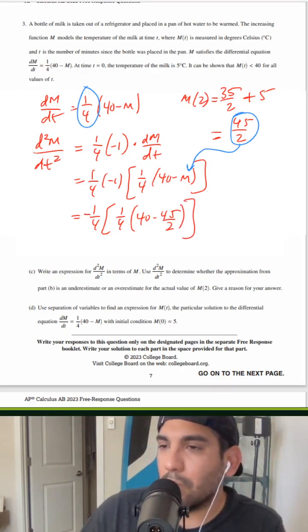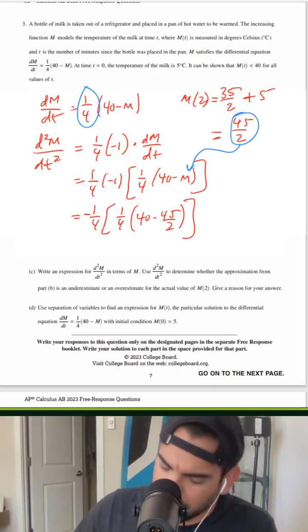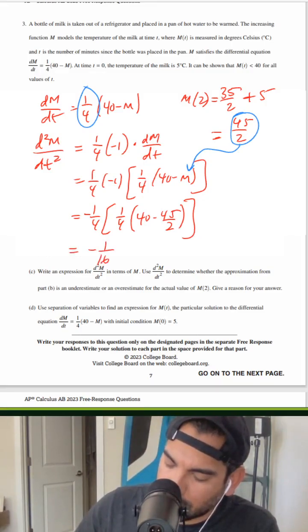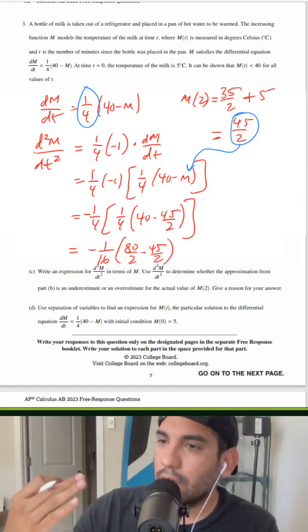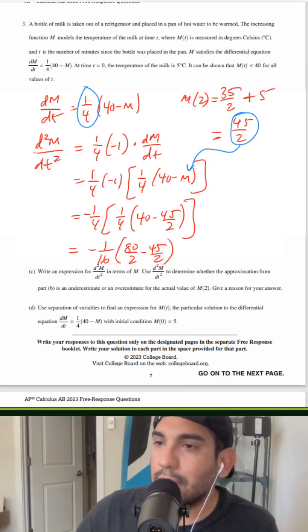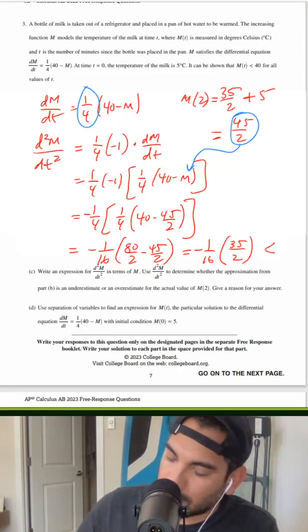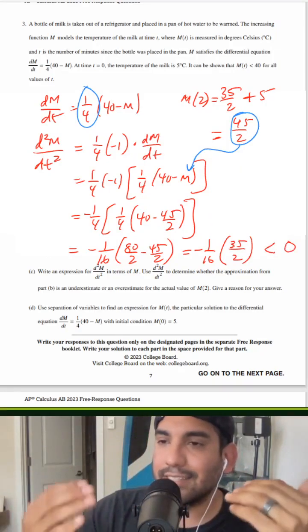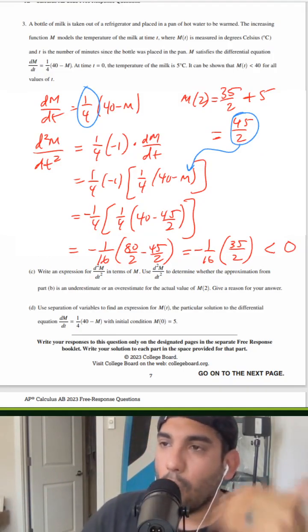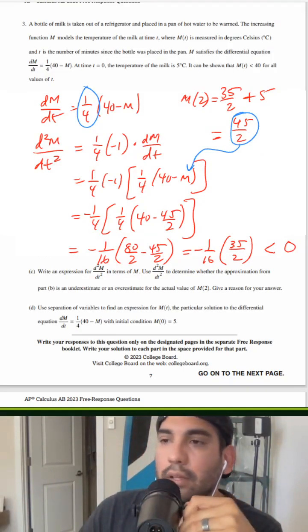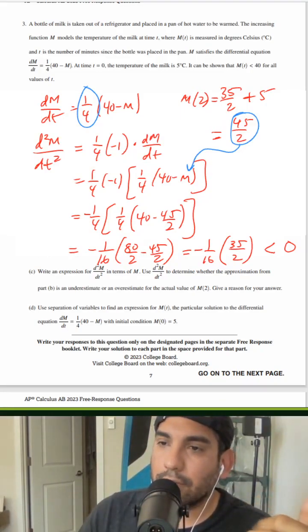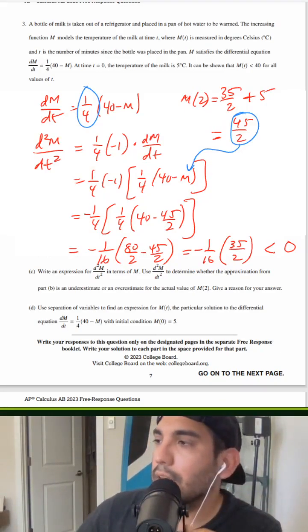Okay, we can simplify this if we want to. What's going to happen is we're going to have negative 1 over 16 times 80 over 2 minus 45. We need to simplify this because we want to know if this is going to be a positive value or a negative value. We get negative 1 over 16 times 35 over 2, which means it's negative. Because the second derivative is negative, this is going to be an overestimate. So then our answer, give your reason for your answer: because the second derivative is negative, it is going to be an overestimate.